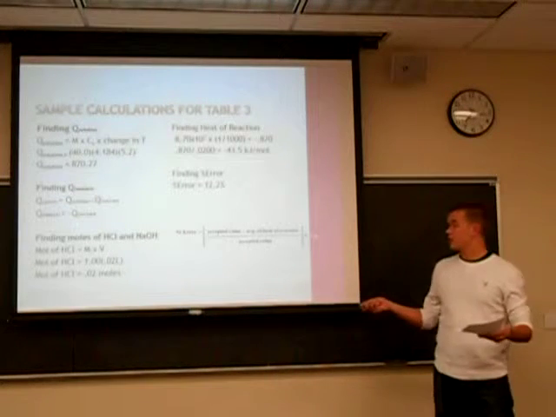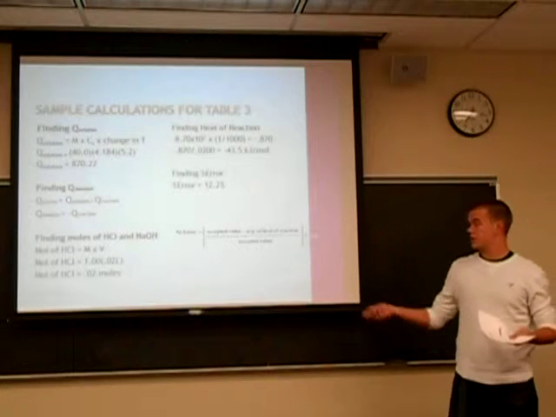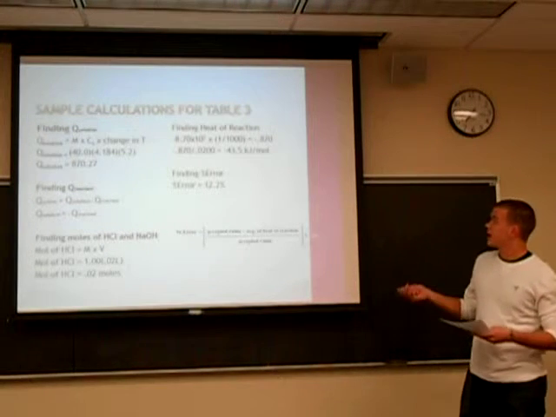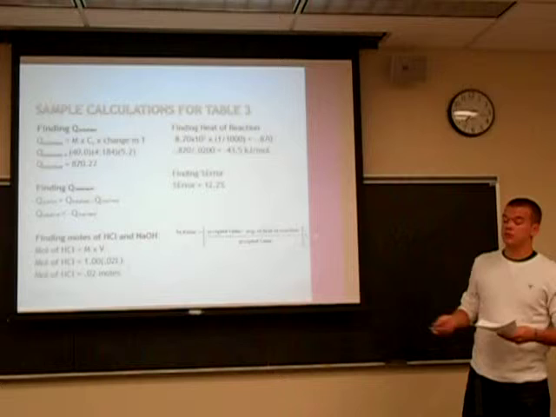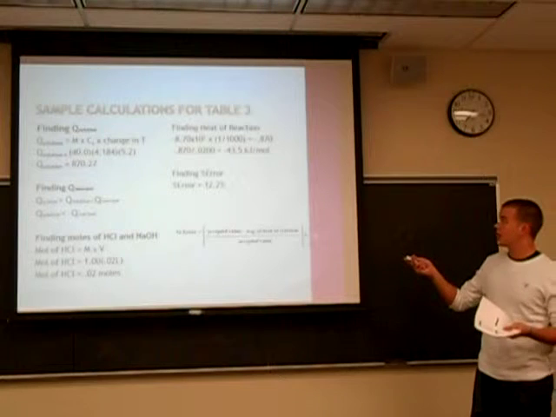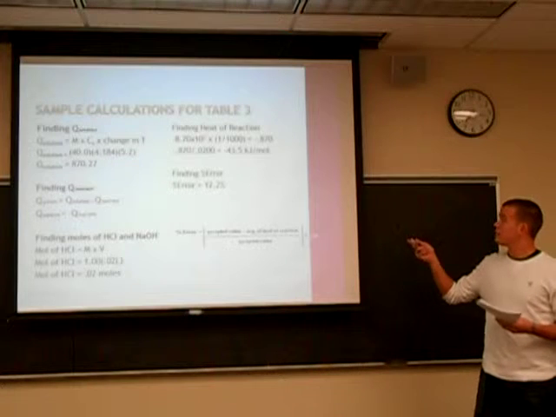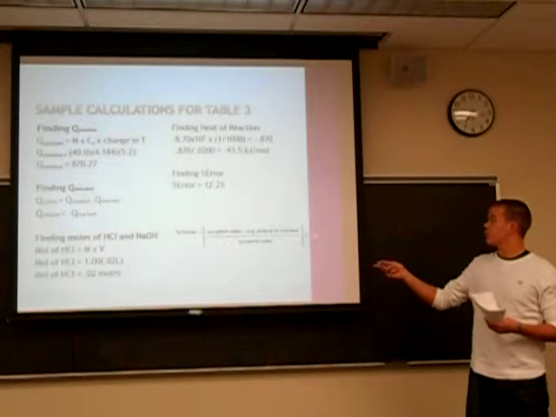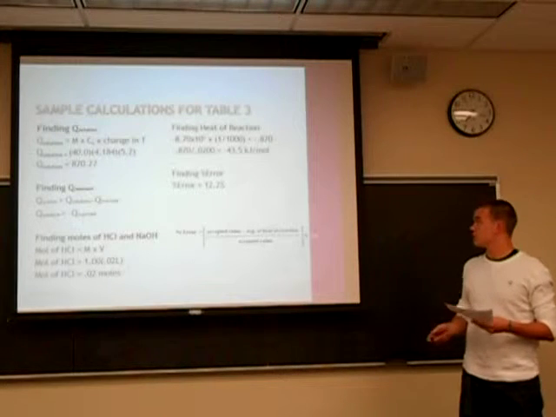For finding the moles of HCl and NaOH, you take M times the volume, and in this case it's 1 times 0.02, which will give you 0.02 moles. Then to find the heat of reaction, you have to change the Q reactant from joules to kilojoules. You take negative 8.70 times 10 to the 2 times 1 over 1,000, which gives you negative 0.870, and you divide that by the moles of water, which is 0.0200, which will give you negative 43.5 kilojoules per mole.